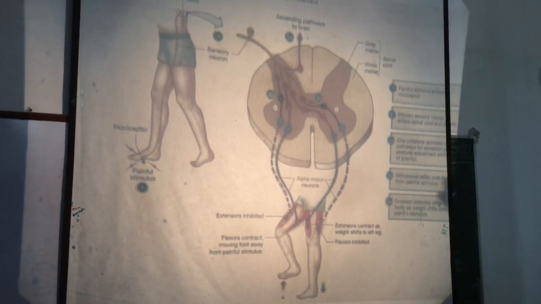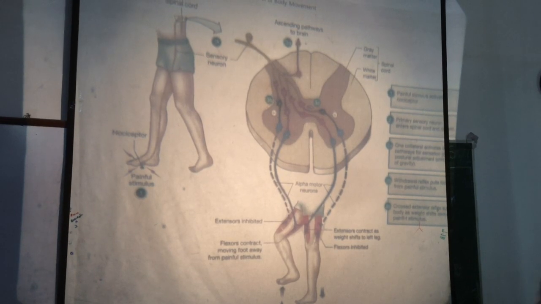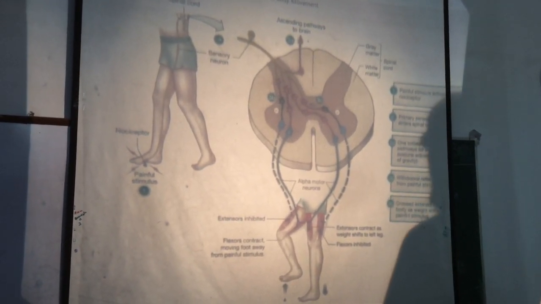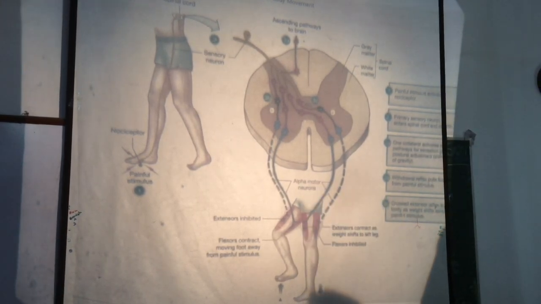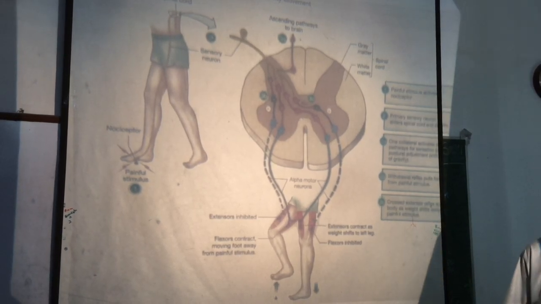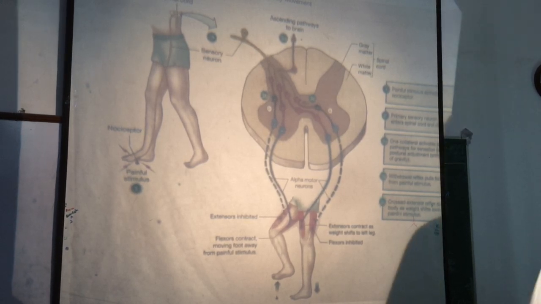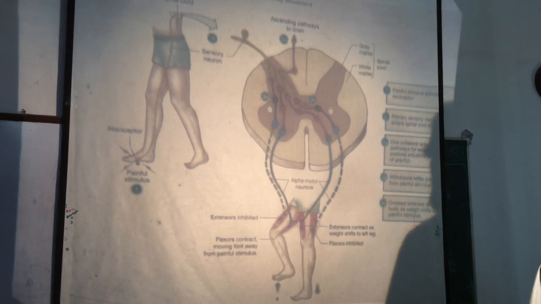And this is because of irradiation. Irradiation is when excitation spreads from the motor neurons of one muscle to the motor neurons of the other muscle. This is called irradiation. It depends upon the intensity of the stimulus.